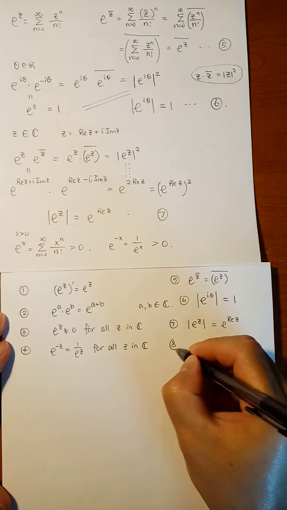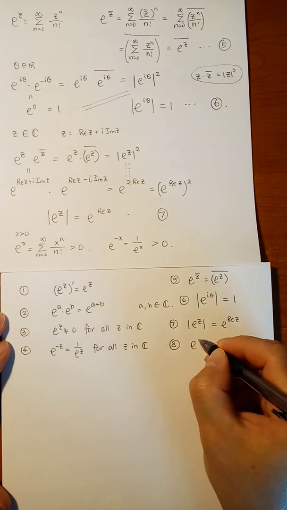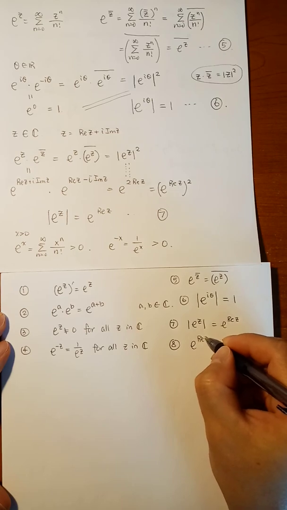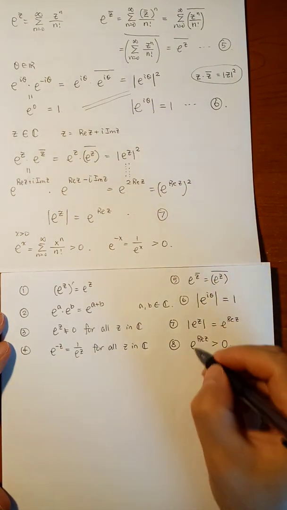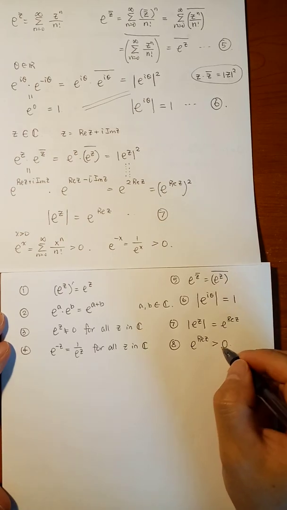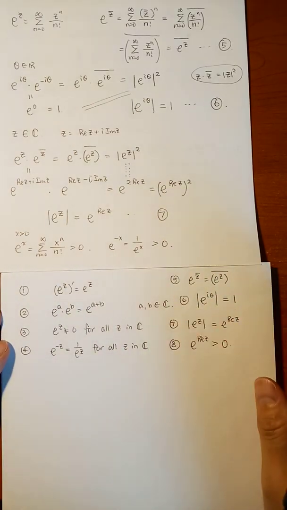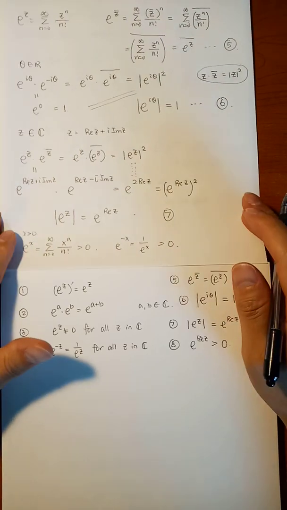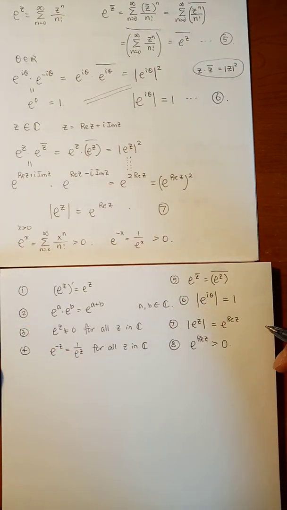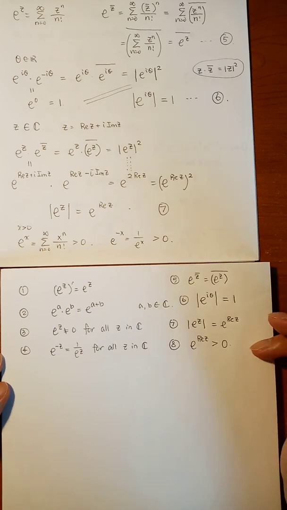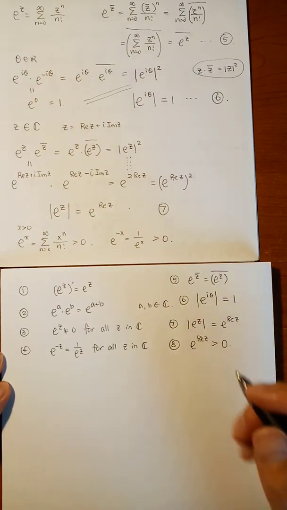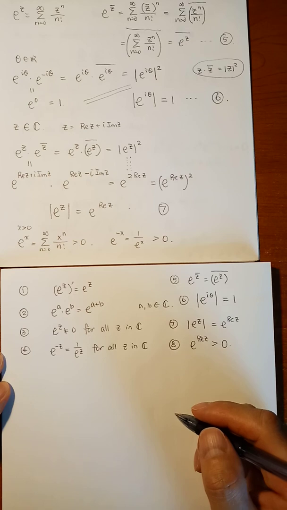Well, let's put the number 8. e to the real part of z is always positive. e to x is always positive. Okay, so that's the property we more or less get from this simple computation. And you will realize that all these are the properties of real exponential functions.